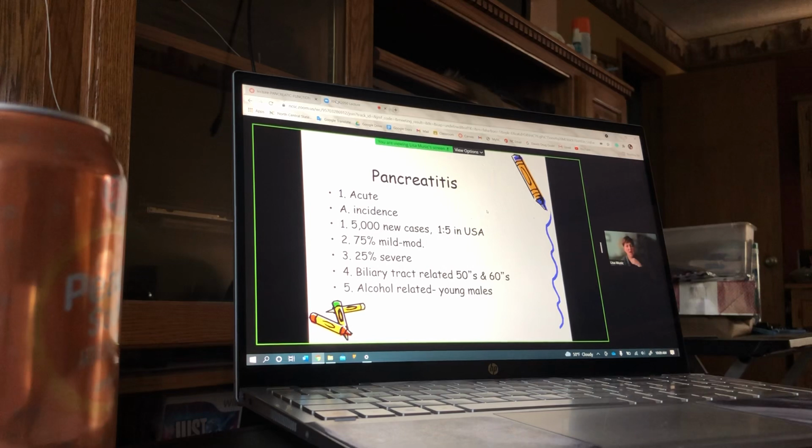So the first real problem that we're talking about, because I don't really talk about pancreatic CA, is just going to be pancreatitis in general. And we're going to talk about two different types: acute pancreatitis and chronic pancreatitis. So the first one is acute.